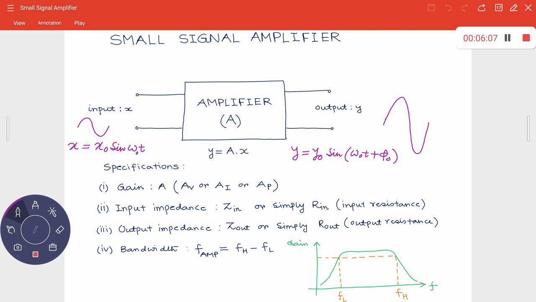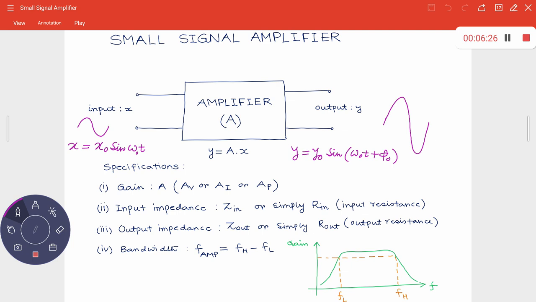So what is the basic essence? The basic essence is considered the magnitude of the signal. So here it is x naught for the input, and for the output this is y naught. So the magnitude is increased. If I just find out the ratio y naught upon x naught, that should be greater than 1. In that case, it acts like an amplifier.